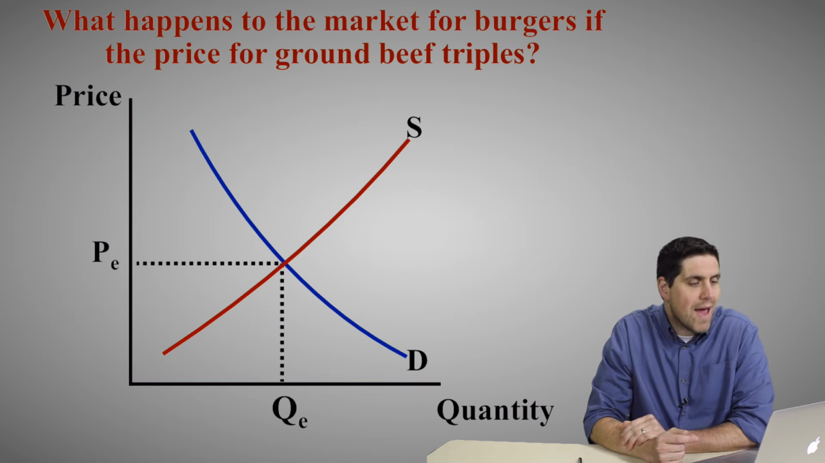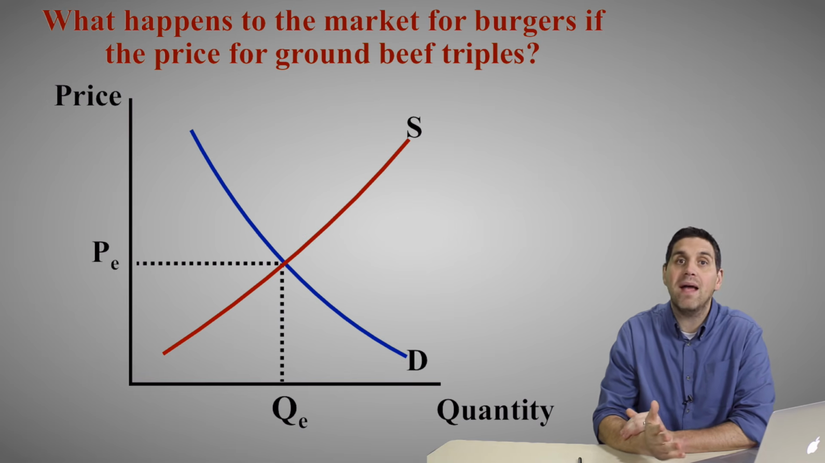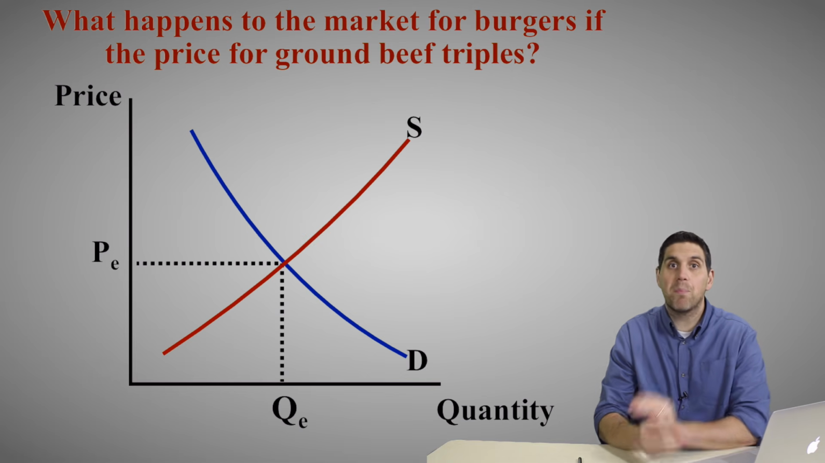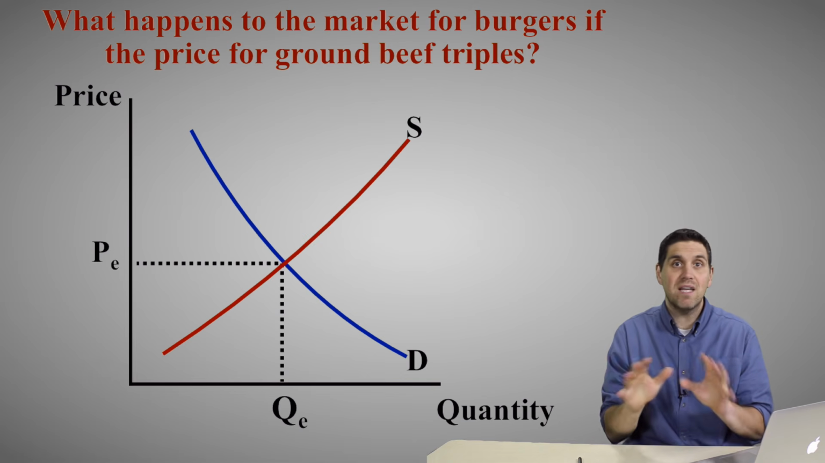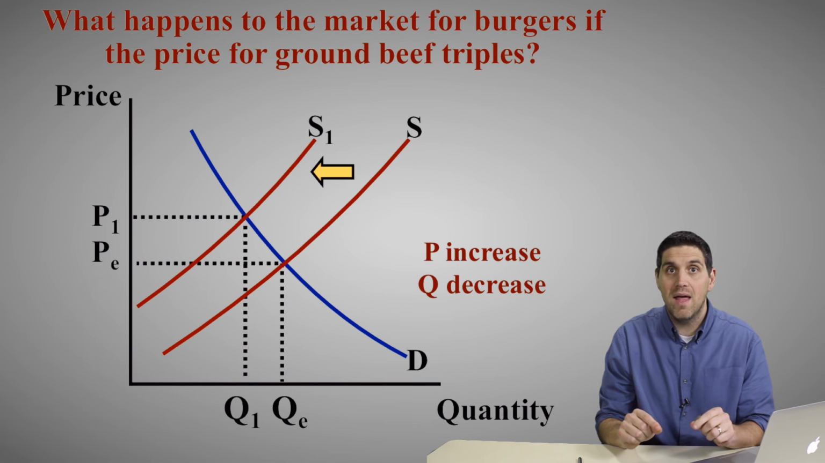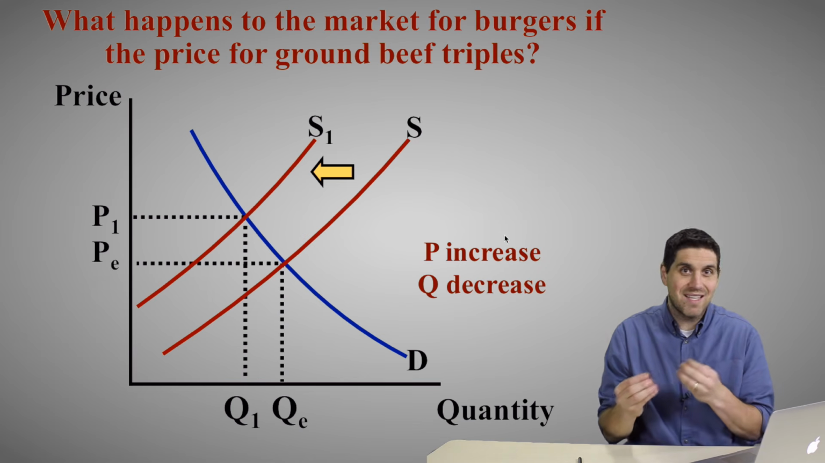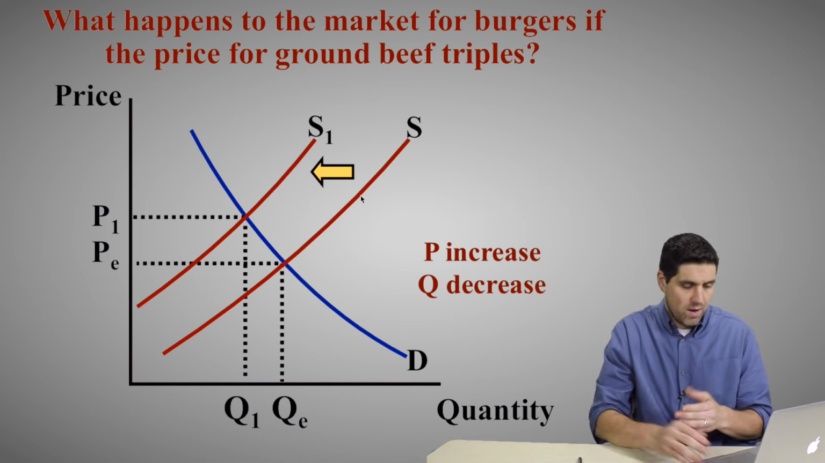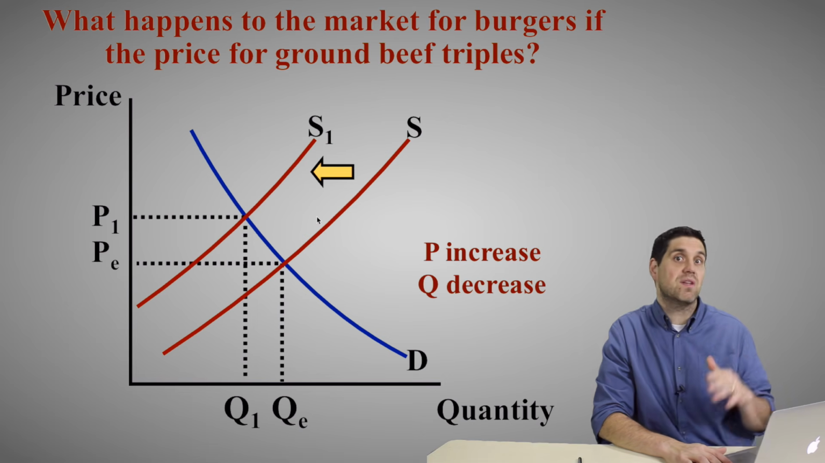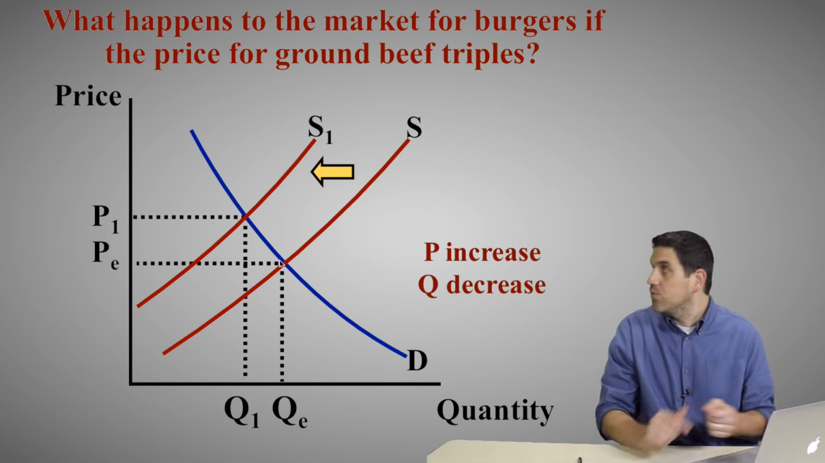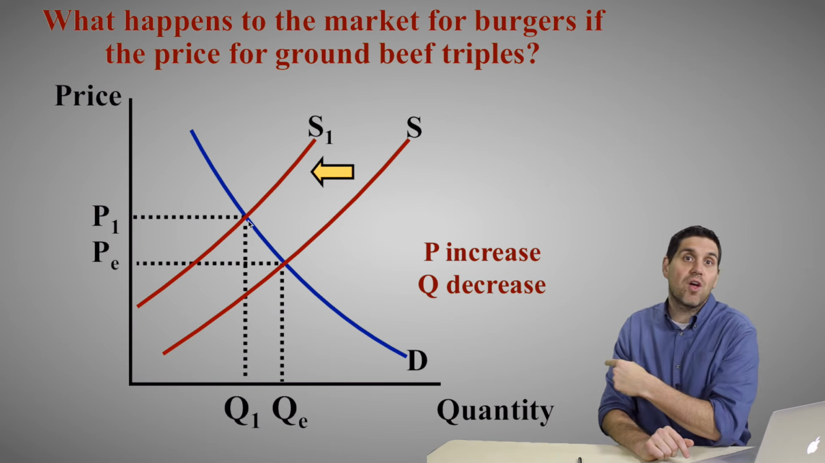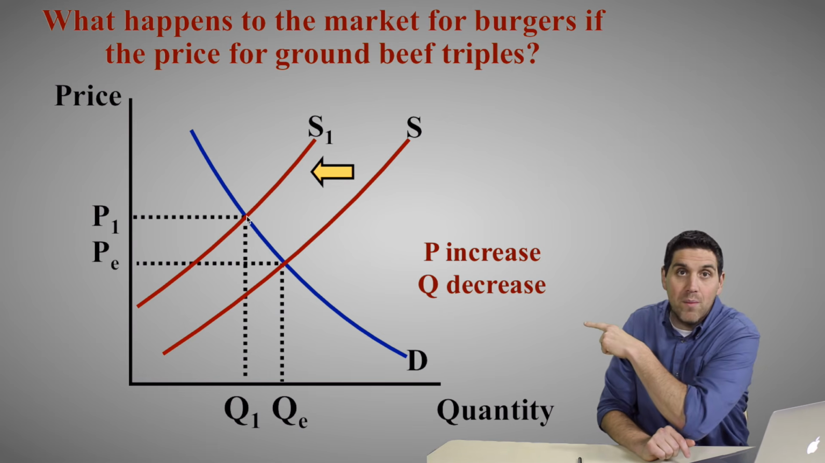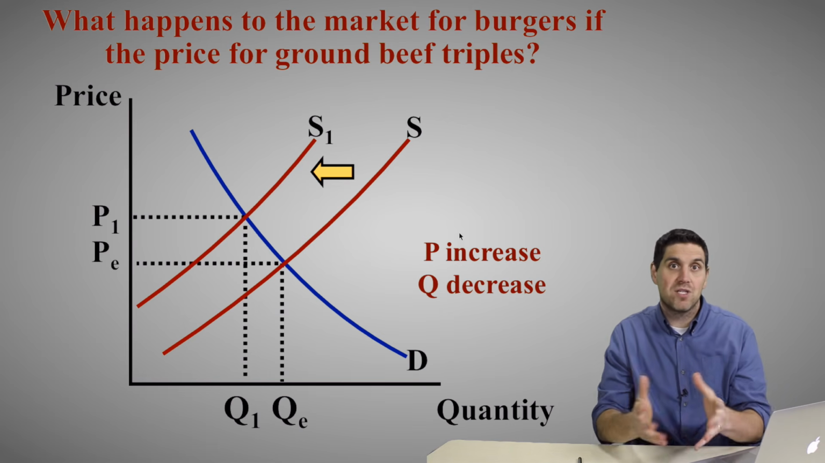And the question is, what happens to the market for burgers if the price of ground beef triples? So if the price of a key resource triples, it doesn't affect demand, it affects supply. And if it triples, that means supply is going to decrease. They can't produce as much as they could before. When supply decreases, it shifts to the left. And you just read the graph, right? Right there, it tells you the price went up and the quantity went down. Price went up, quantity went down, and that tells you what happened to the market.